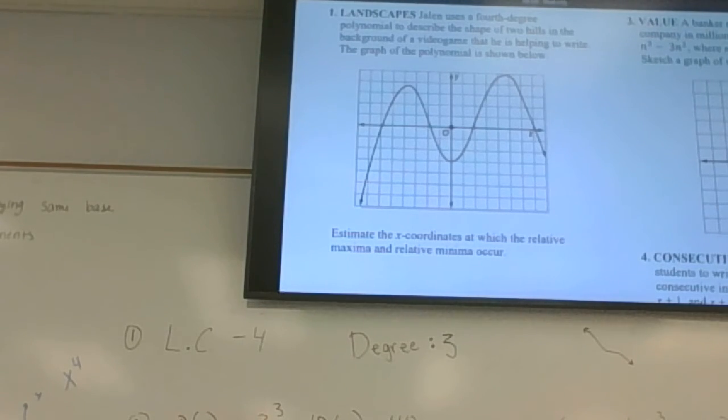It's actually talking about a video game. It says Jalen uses a 4th-degree polynomial to describe the shape of 2 hills in the background of a video game. Pixar. There's a cool video about Pixar using polynomials to create characters and shapes. There really are polynomials in the backgrounds of all of our digital work.